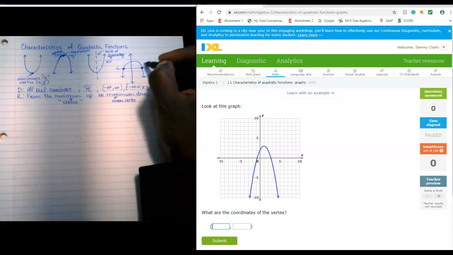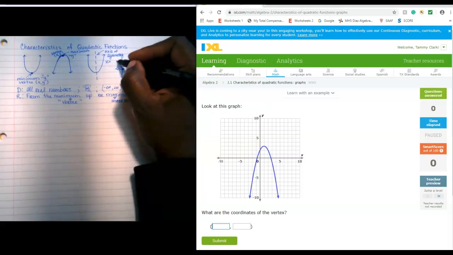Now, the last things you need to remember are called the zeros.